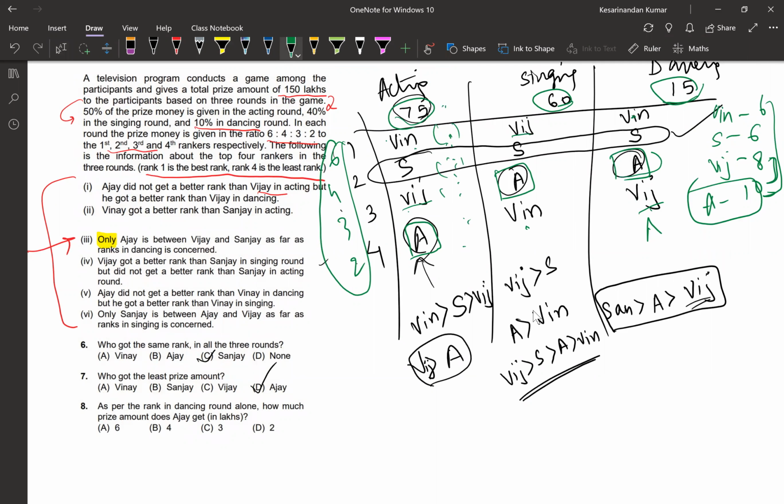Dancing, Ajay is third. So 3 out of 15, 1/5 of this. Basically, this is 3 parts out of 15 parts of 15 lakhs. So basically what Ajay will be getting is 3 lakhs. That is simple mathematics that has no logic part. I hope this part is clear, everyone.